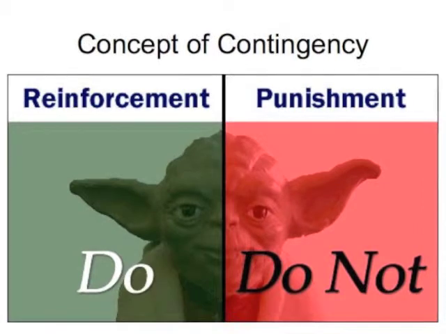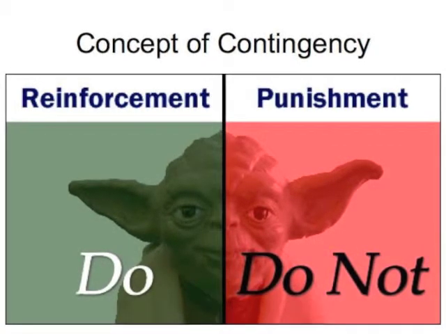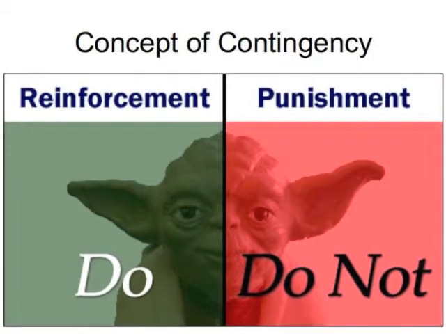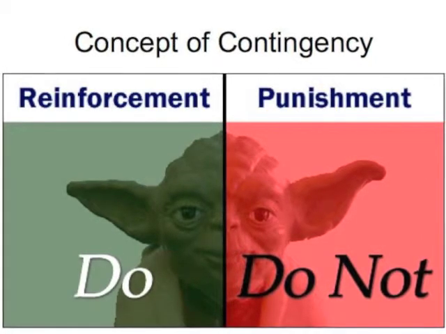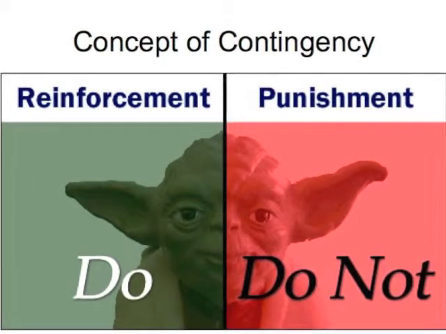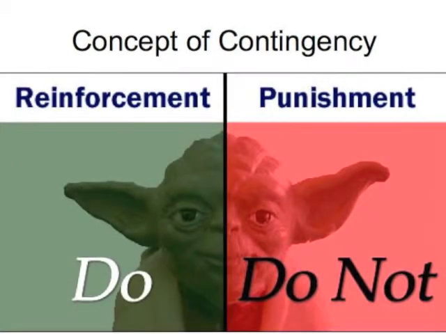The behaviorist concept of contingency also comes into play in social cognitive theory. A stimulus followed by a response, then followed by a target behavior, is reinforced. On the other hand, a stimulus followed by a response, then followed by an undesired behavior, is punished.